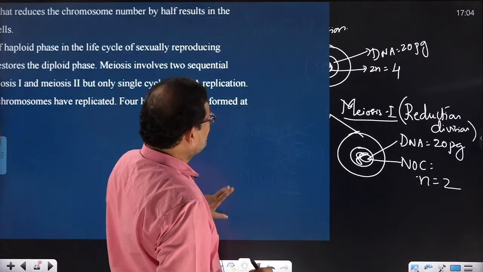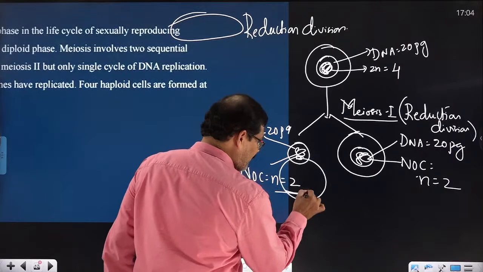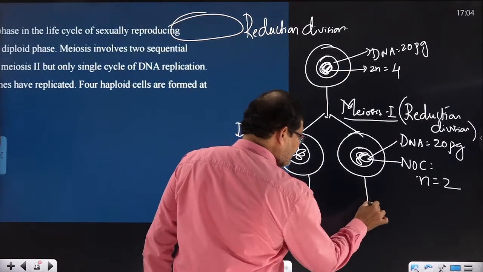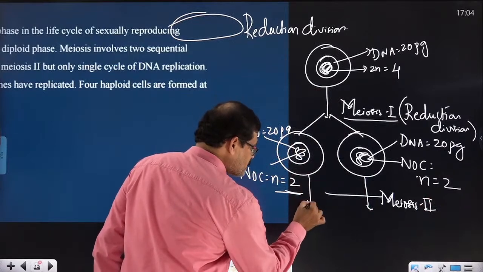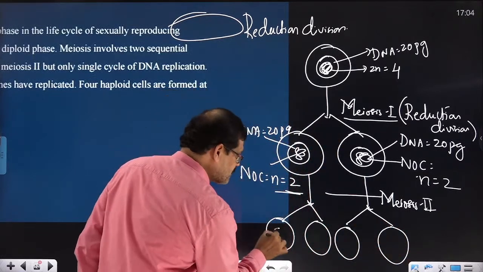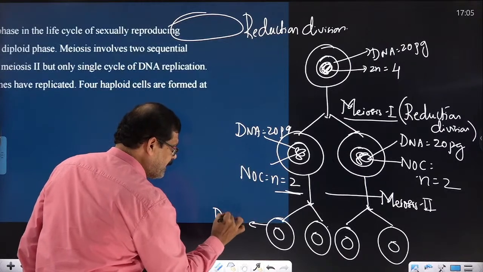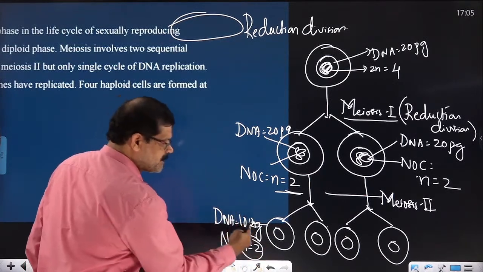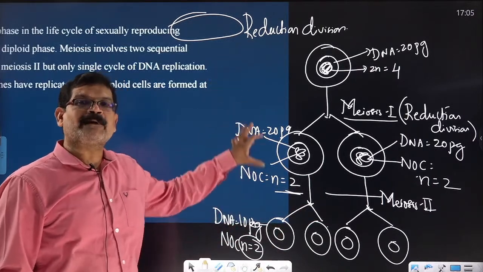Again, what happens? Again it will be dividing. Again this one will be dividing by meiosis 2, and it forms 2 cells. This also forms 2 cells. 4 cells will be formed totally by the end of meiosis. Each of the 4 cells has DNA equal to 10 picograms. Number of chromosomes n equal to 2 will be present, the same in all 4 cells. This is the complete essence of meiosis.